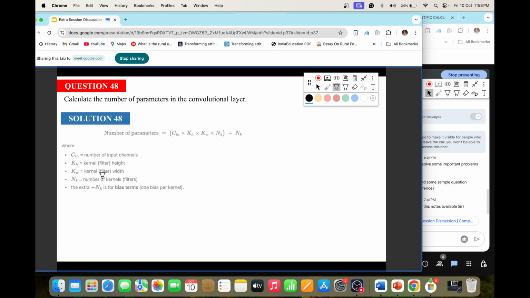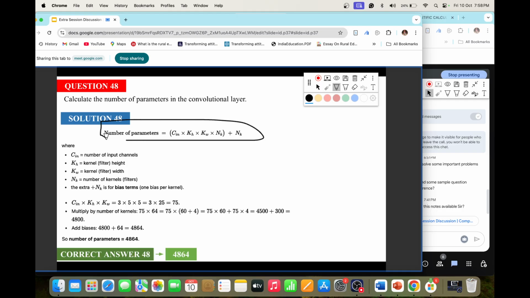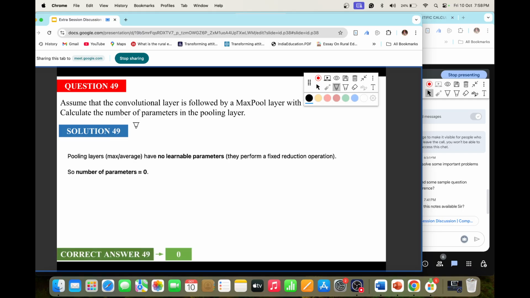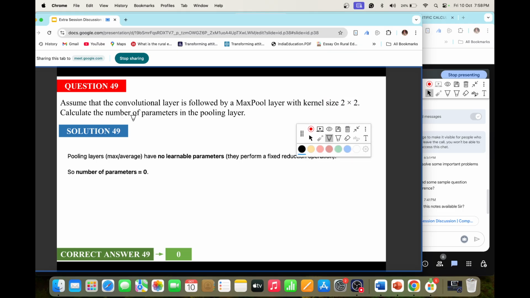The number of parameters, again this is the simple formula. Please refer to my previous class, I have discussed everything, so again I am not discussing. Assume the convolution layer this. If you have a pooling layer, then your number of parameters will be 0. So this is a conceptual question. After a pooling layer the number of parameters will be 0, or no learnable parameters are there.